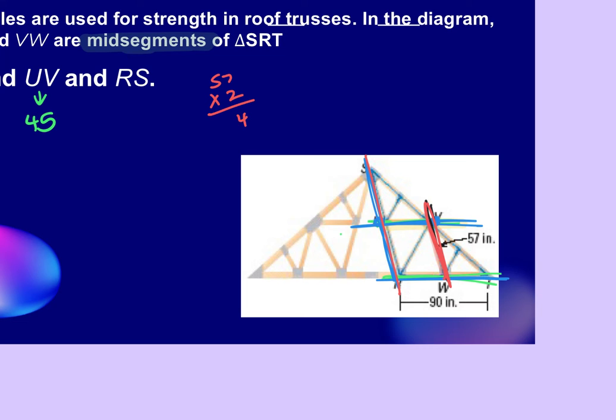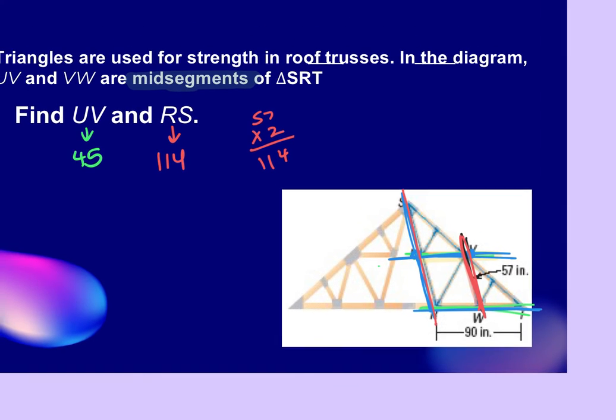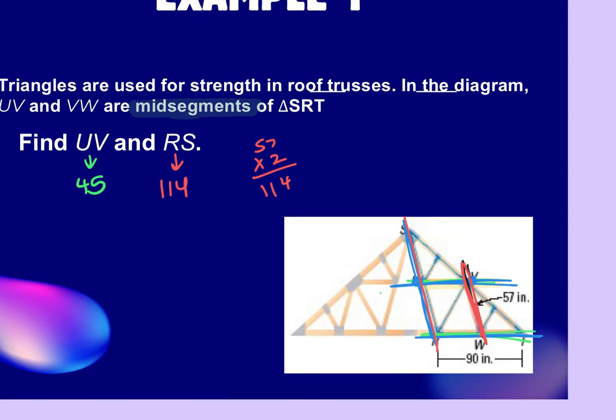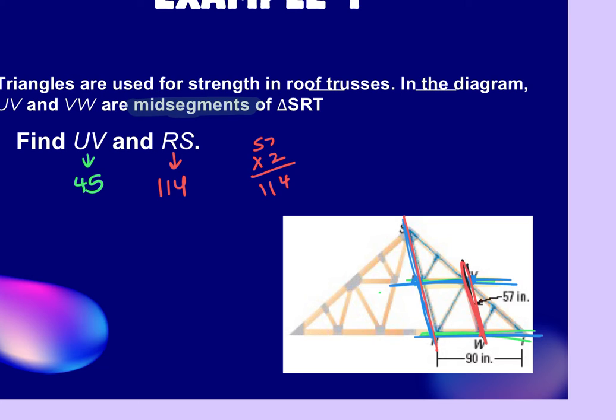How do you know it's exactly double again? Because of the last theorem. Oh, okay. So the theorem says it's parallel, and the mid-segment's half the length of the side. Questions?